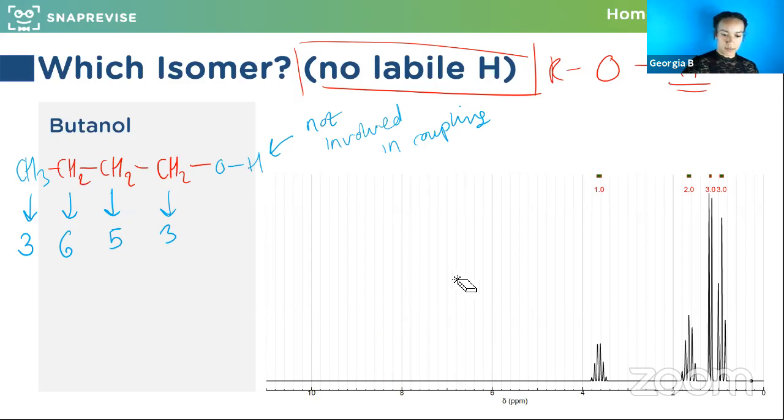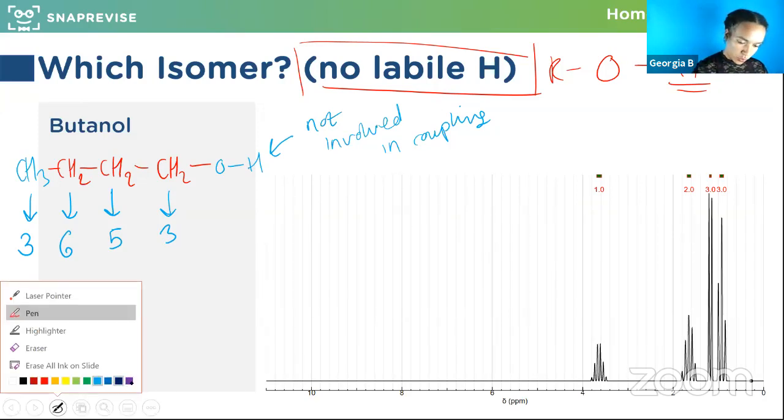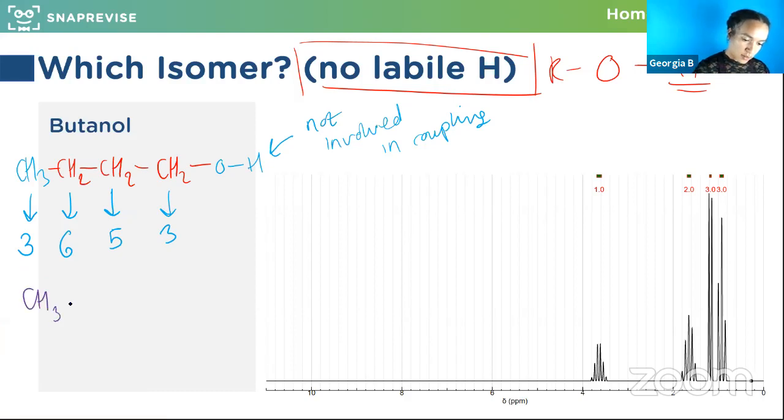Yes, yes, yes. All right, so the question is, having a look at this graph and the splitting patterns on the graph, do we have butane 1-ol? Is this butane 1-ol? No. Nope. Correct. We should have butane 2-ol, and we're going to go through why now.